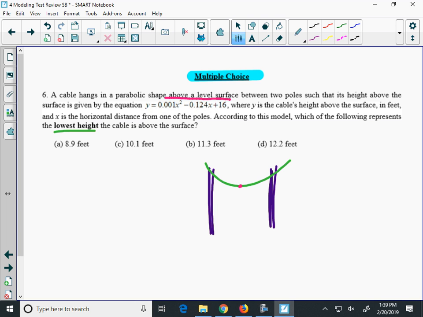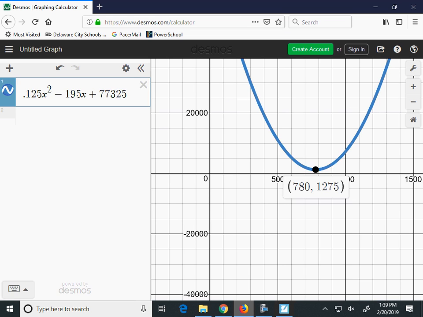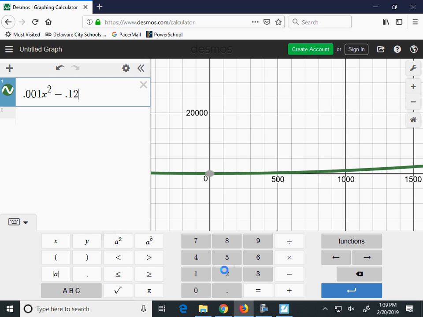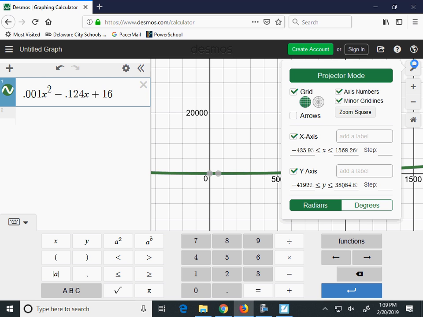We're going to graph this equation in Desmos and find the lowest height, which is the y value. Height is always the y. So let's go first by typing that equation into Desmos. We'll probably have to adjust our window after the last one. So we'll have 0.001x squared minus 0.124x plus 16. All right, and I'm going to adjust my window here really quick.